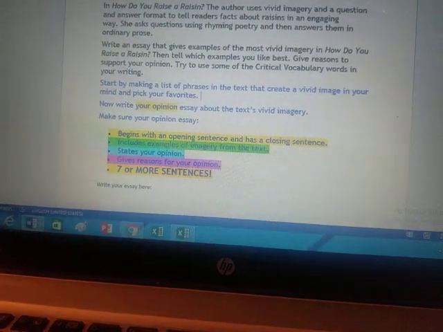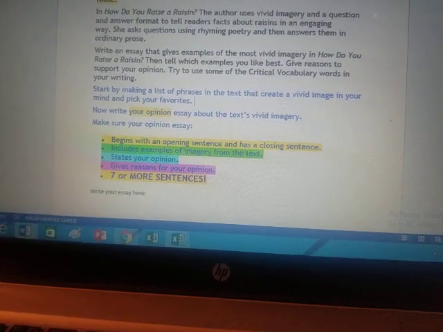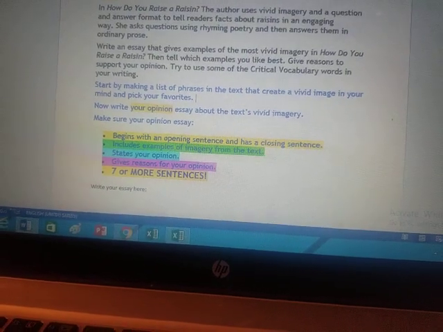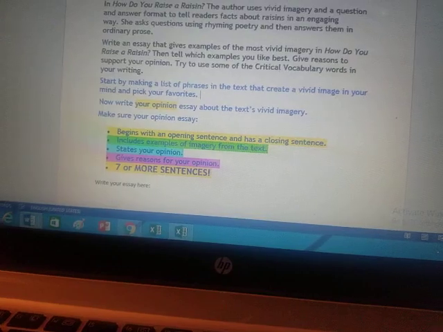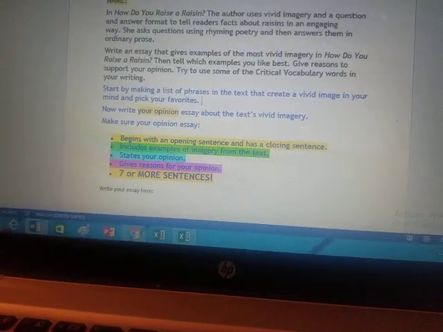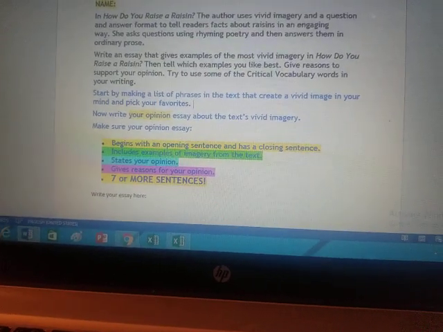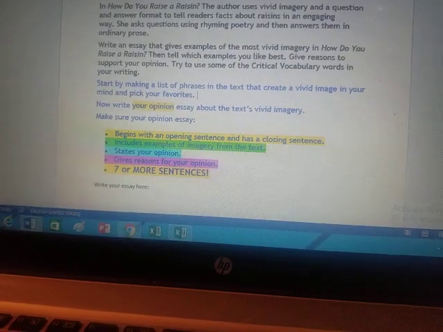Did you like how they described the raisins? Did you like how they described how they were made? How they were on a vine? Tell me what you liked best about the story and the adjectives that they used. Now give reasons why. Don't just say I like when they said that the raisins were dry. Well, why? Tell me why. Always use because, boys and girls.